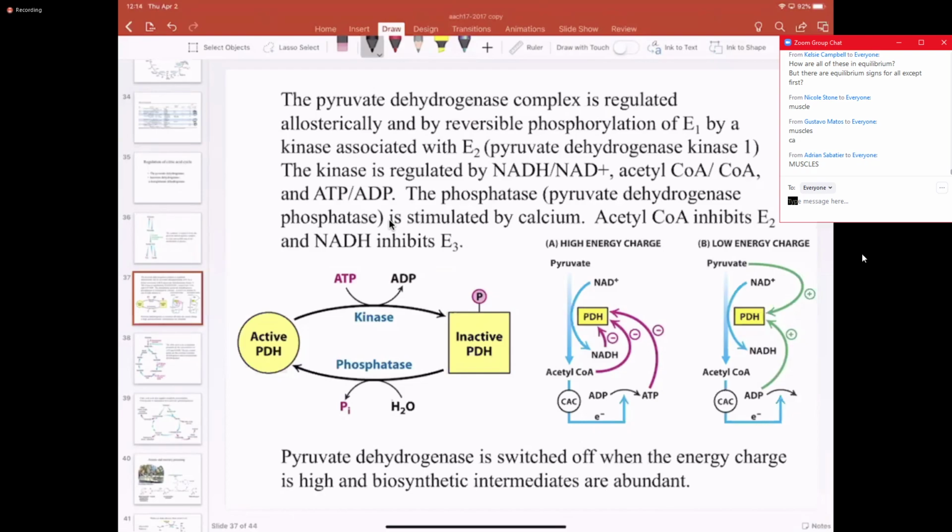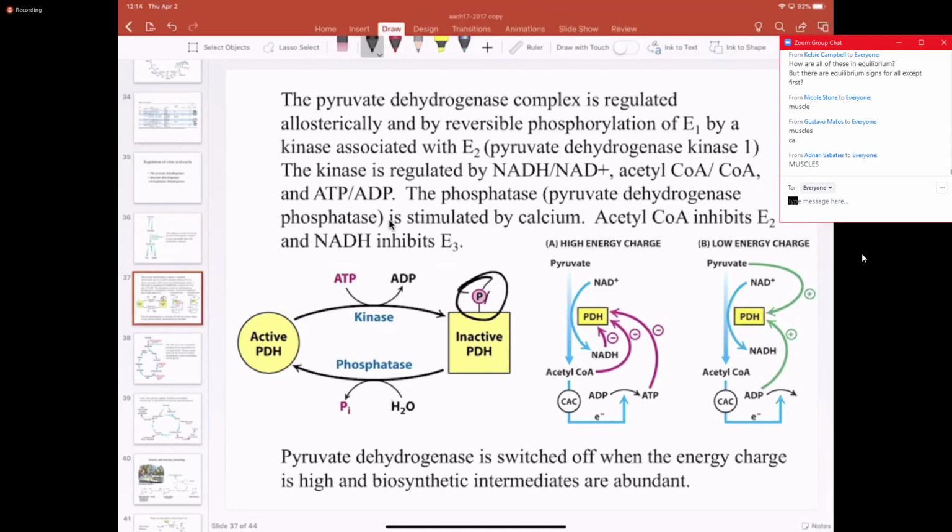And you can see that in the picture here. If you have the phosphate here, you get the inactive form. If you don't have the phosphate, you have the active form. So the kinase makes it inactive. This also links it to the energy state of the cell. If you have lots of ATP, it's more likely to be inactive. That makes sense because you have lots of ATP. Do you want to make more ATP? Probably not. And so that makes a lot of sense.